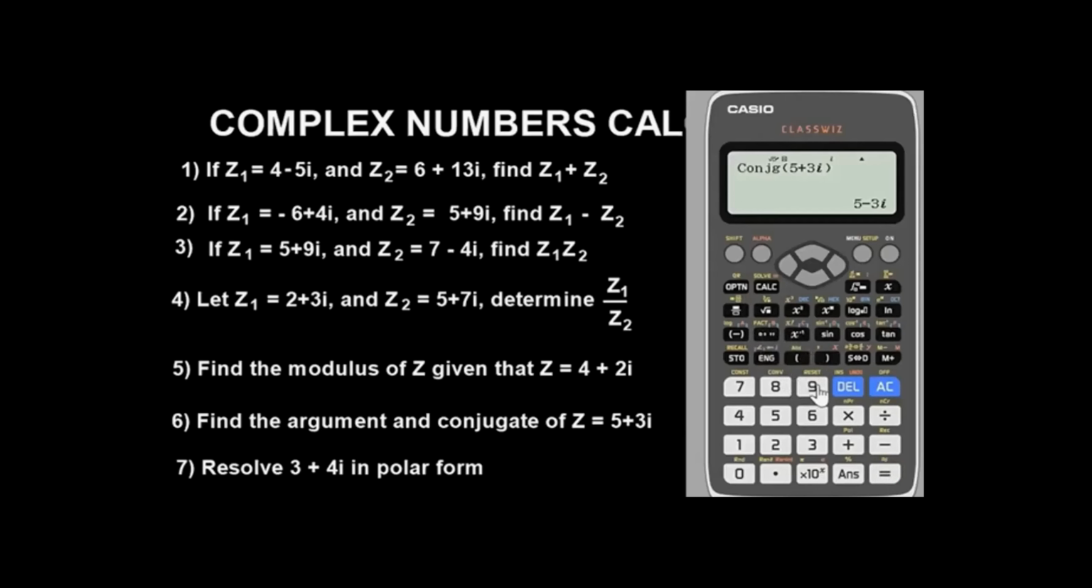So guys, very simple. Lastly, in this question, we have question 7. We have to resolve this 3 plus 4i in polar form. This 3 plus 4i is the rectangular form of it. Now to convert that to polar form, all you simply have to do, guys, very simple, is to go to option. Now when you get here, you scroll down, you see 1 here, you press 1. This is to convert from rectangular form to polar form.